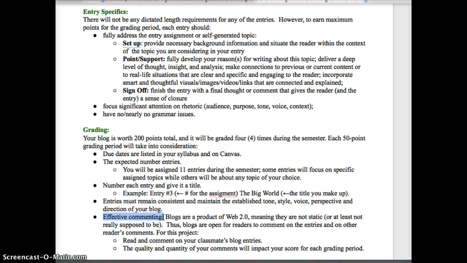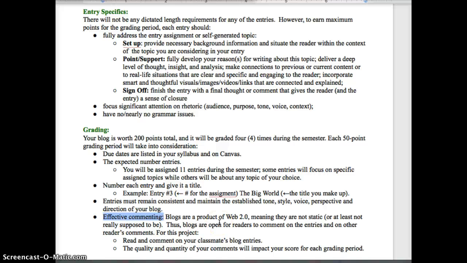Thoughtful comments, not just a looks good, something that shows them that you actually read it and that you have a response to it, whether it's that you like how it's organized or it was an interesting topic or you really like how they connected it all together with the visuals and the writing, etc.